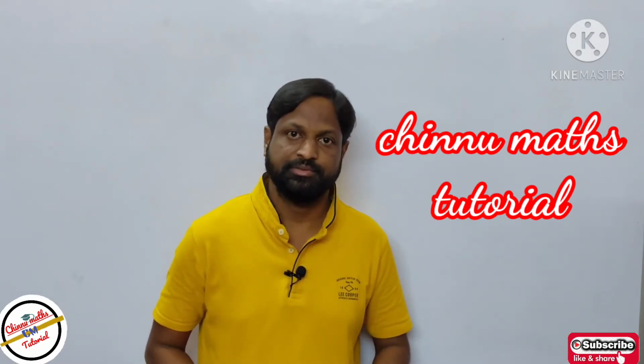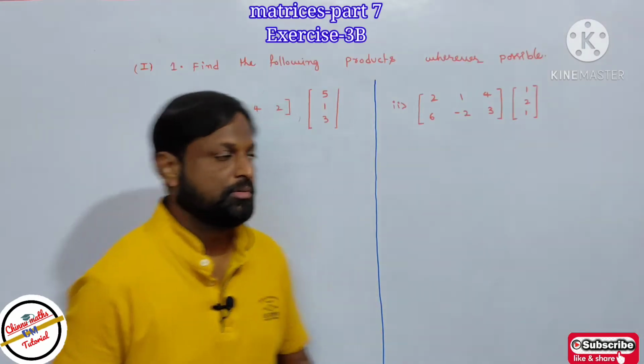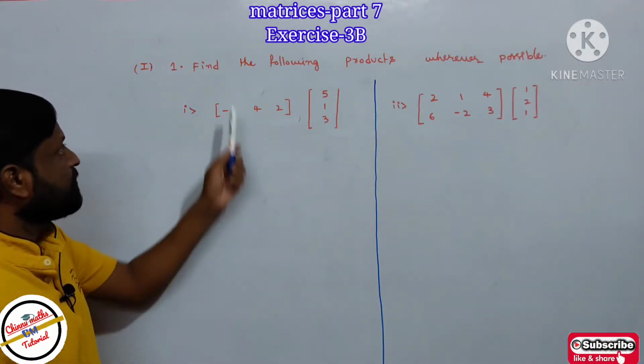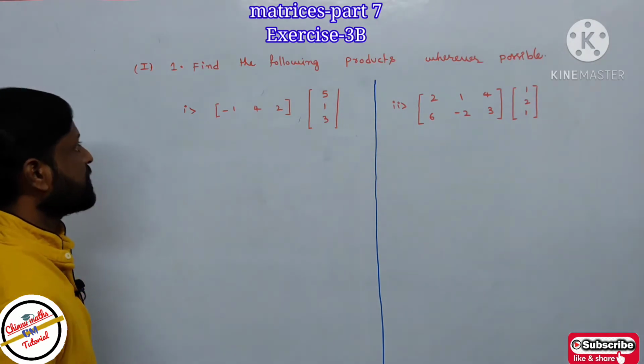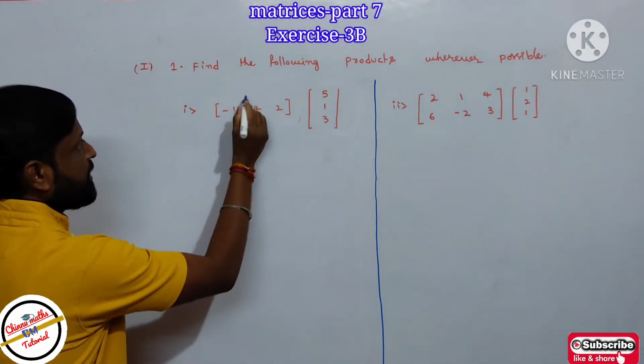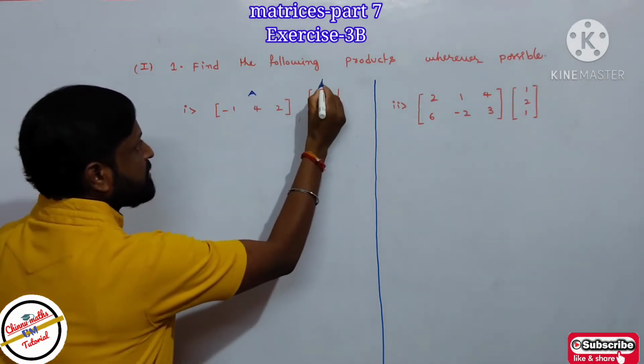Thank you very much. Next, we continue the exercise problems. The first bit is: find the following product wherever possible. So, first question: given the matrices, the first matrix is taken as A, the second matrix is B.